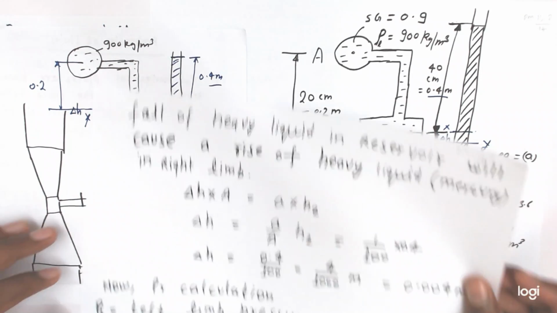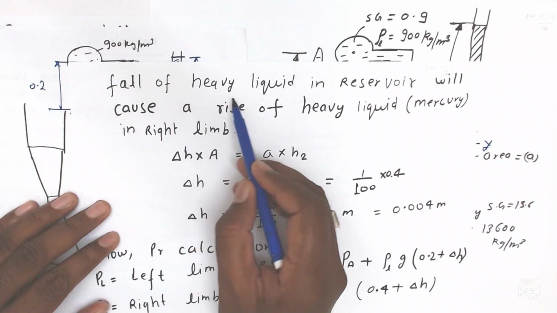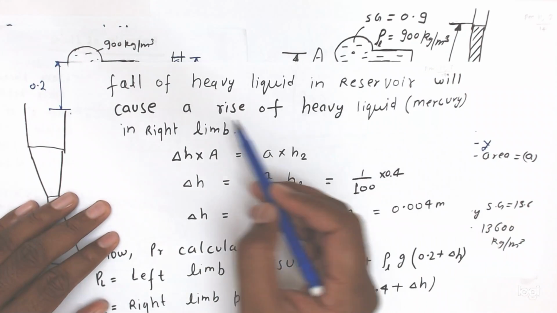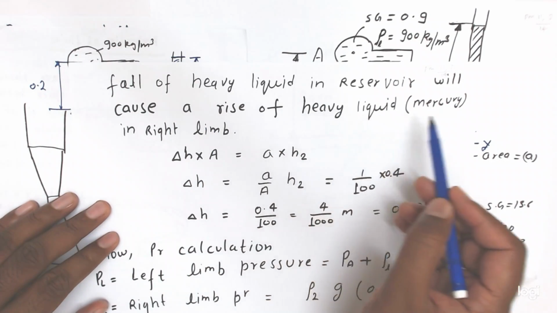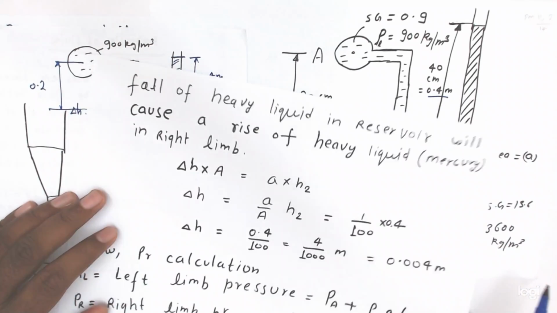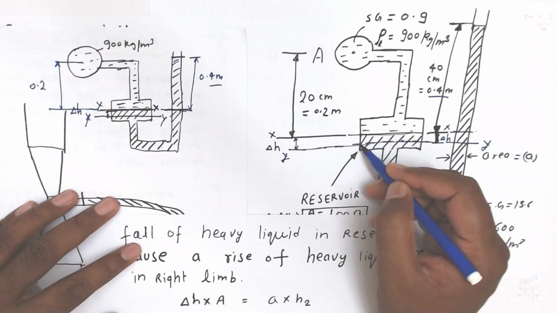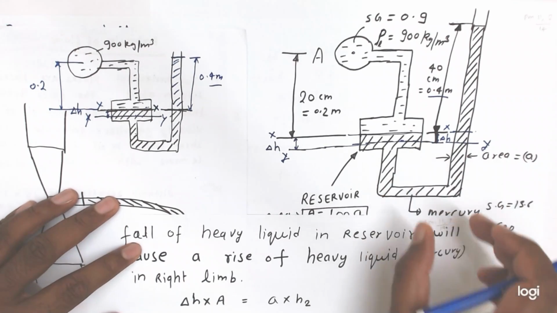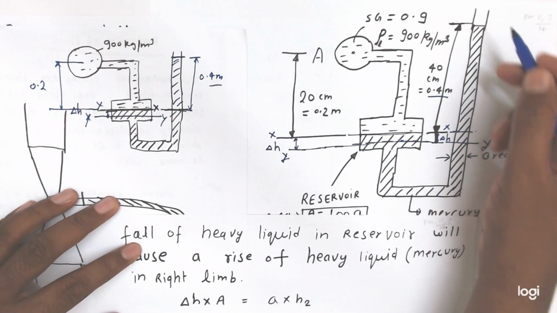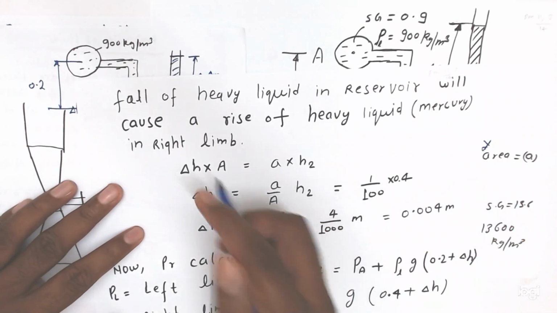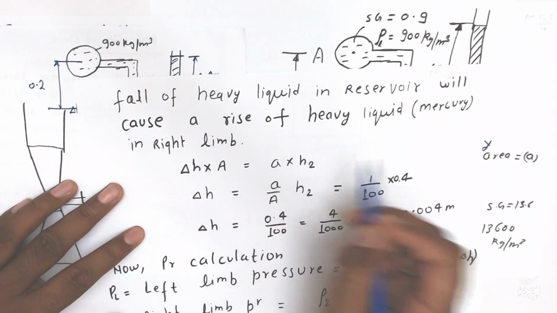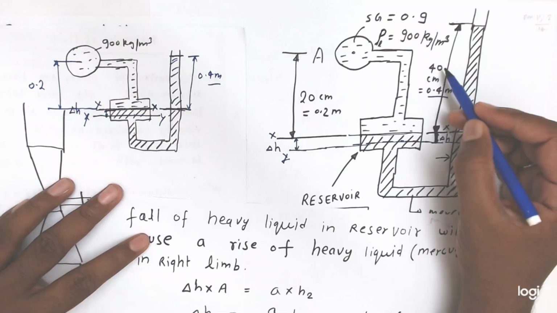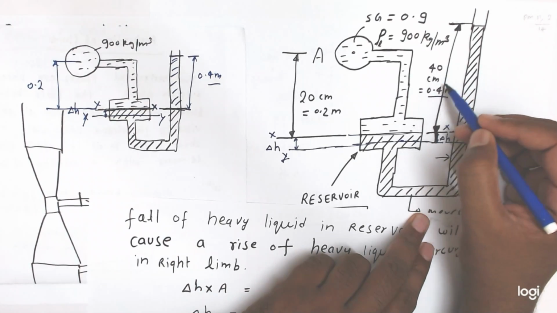Getting friends? So now here, fall of heavy liquid in the reservoir will cause a rise of heavy liquid in the right limb. Similar case, friends, whatever falls here will rise here, because the heavy liquid is only falling from this side and rising from this side. So delta H into A equal to A into H2, because we are not considering here.